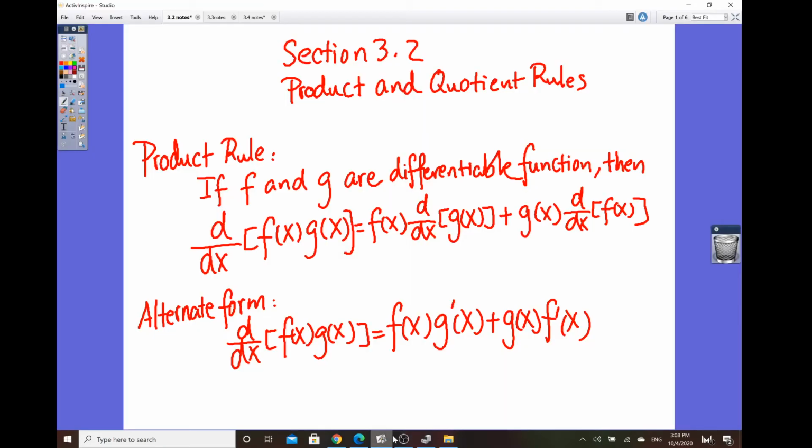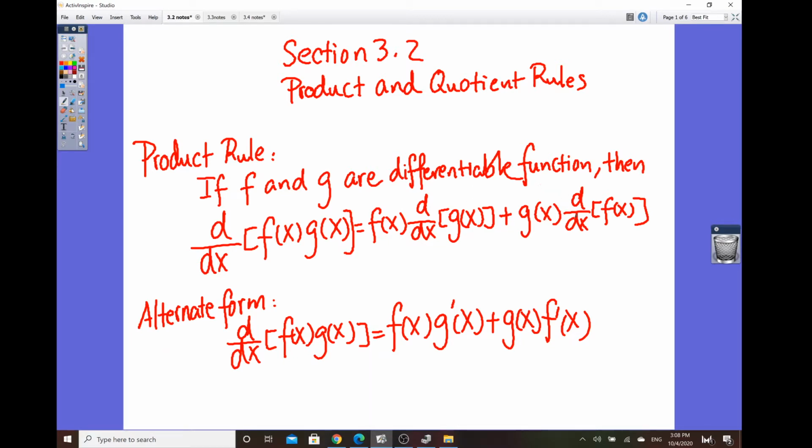Okay, so section 3.2 for calculus students. This one is about using the product and the quotient rules. So the product rule: if f and g are differentiable functions, then the derivative of f of x times g of x can be written as f of x times the derivative of g of x plus g of x times the derivative of f of x.